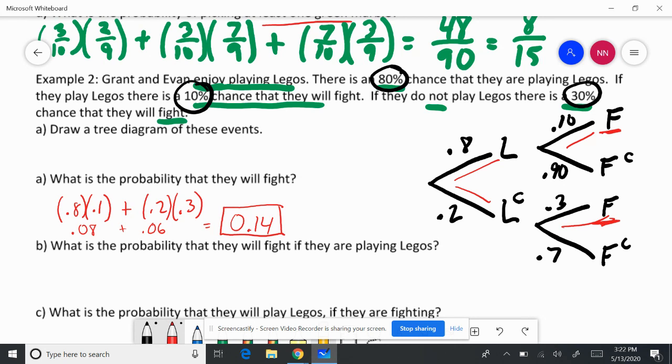Now for the next one, I noticed two A's. For the next one, what we have is the probability that they will fight if they are playing Legos. Notice the if. If they're playing Legos, we know they're playing Legos. Probability that they fight, 10%. And we could have guessed that in the problem because it kind of tells us in the problem.